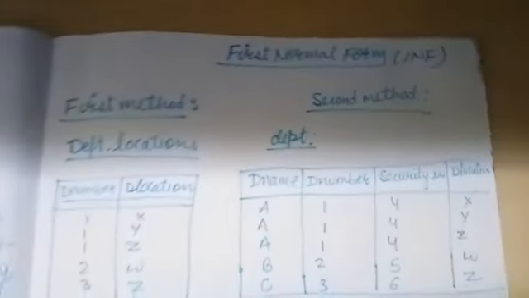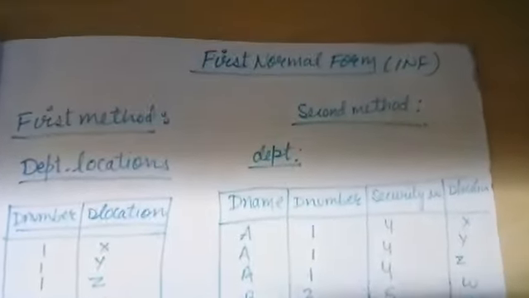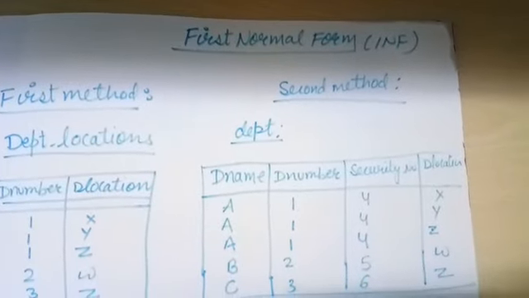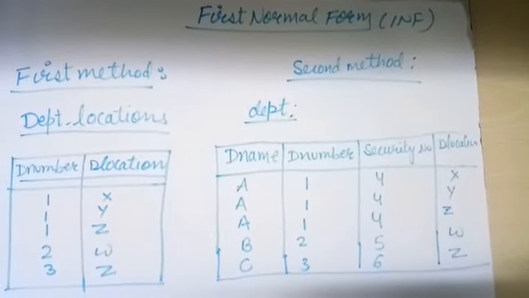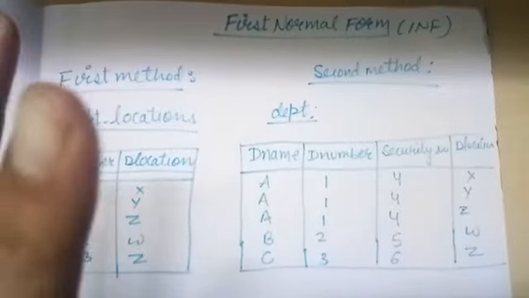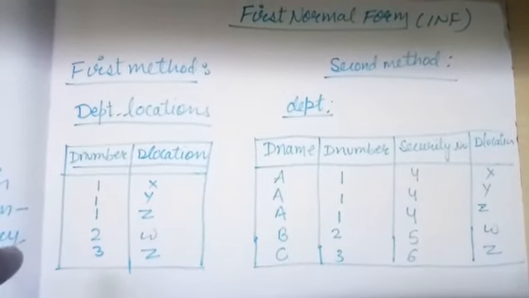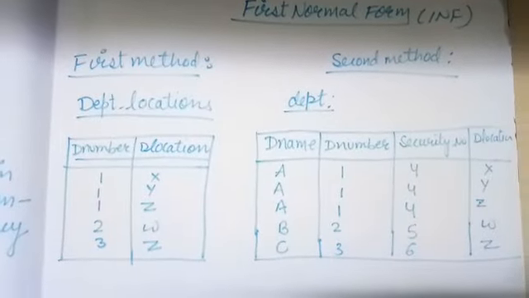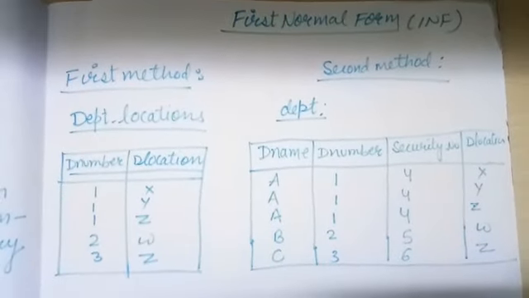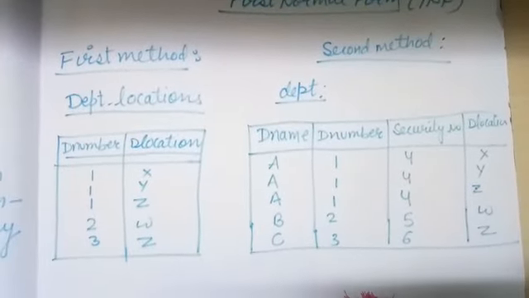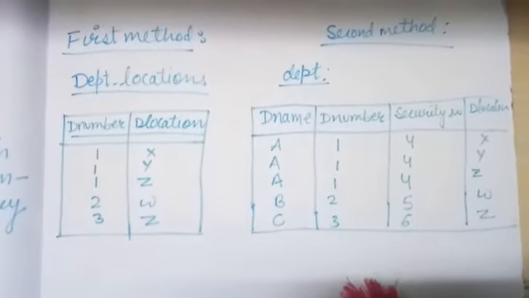Now come to 1NF, first normal form. What is the main concept of first normal form? A relation schema is said to be in 1NF if the values in the domain of each attribute of the relation are atomic. In simple terms, only one value is associated with each attribute, and the value is not a set of values or a list of values, right?